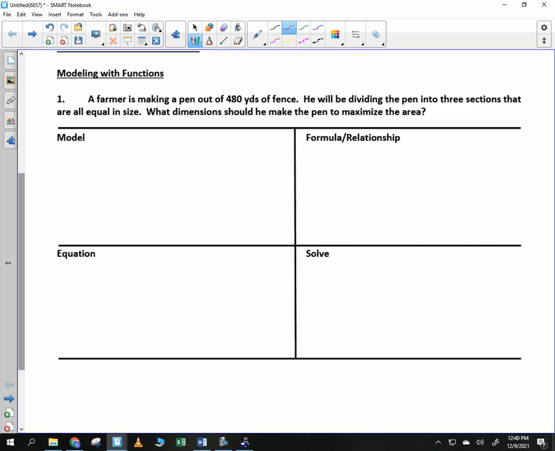So anyway, the farmer is making a pen, maybe Farmer Kendall for all these goats, and he'll be dividing the pen into 3 sections that are all equal in size. And so what we're going to do is divide this into just 3 rectangles that are all the same size.